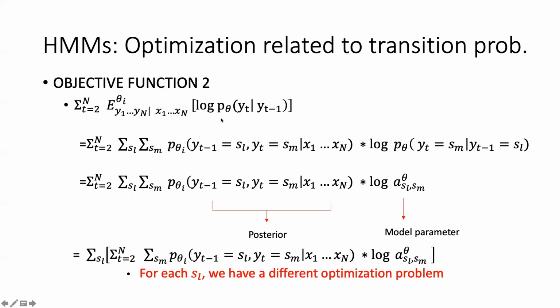A similar approach is carried out for the objective function to estimate the parameters of the transition probabilities, computing the conditional expectation and factorizing it in terms of the posterior and model parameters. Let's see what the posterior in this case looks like.